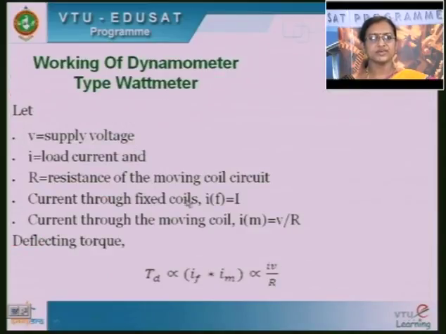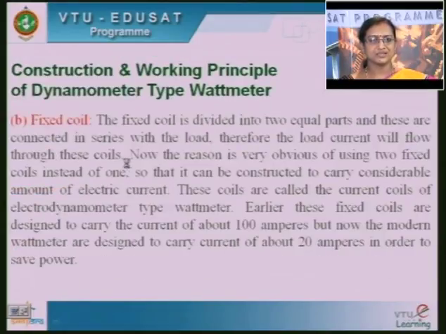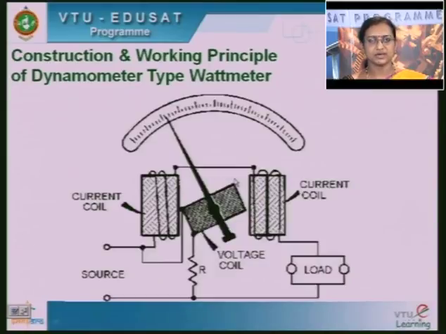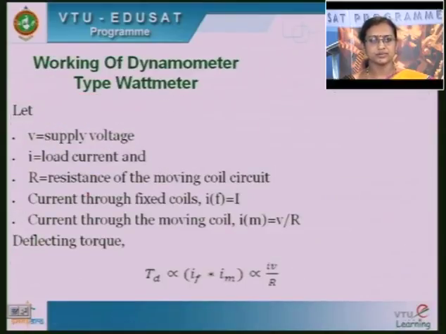So now you see how exactly this dynamometer type wattmeter works. I already told you, consider this is the applied voltage V, the current flowing through the current coil I2 and the current flowing through the pressure coil I1. Now due to the interaction of the flux produced in both the coils, the torque will be produced. Here we are considering V is the supply voltage, I is the load current, and R is the resistance connected in series with the moving coil. The current through the fixed coil we have considered as I of f, and the current through the moving coil we have considered as I of m.